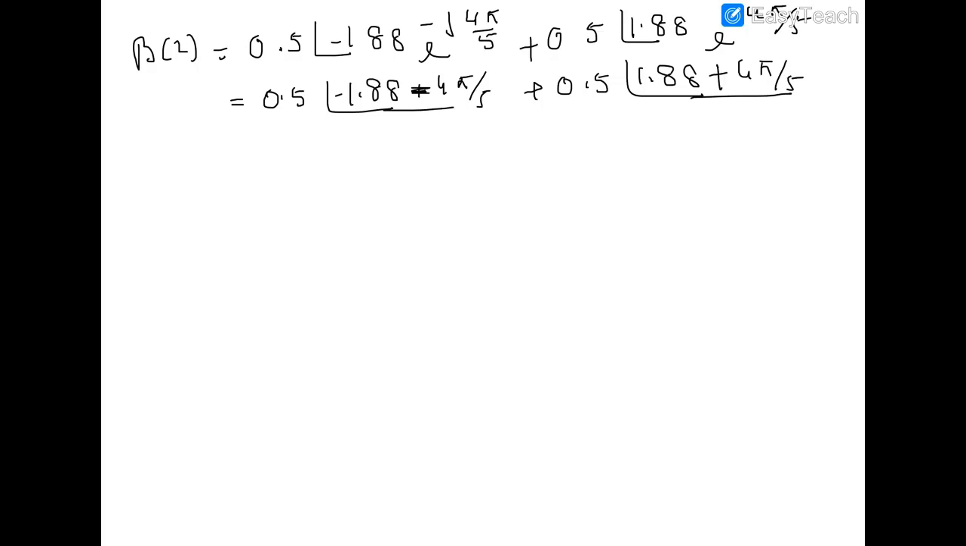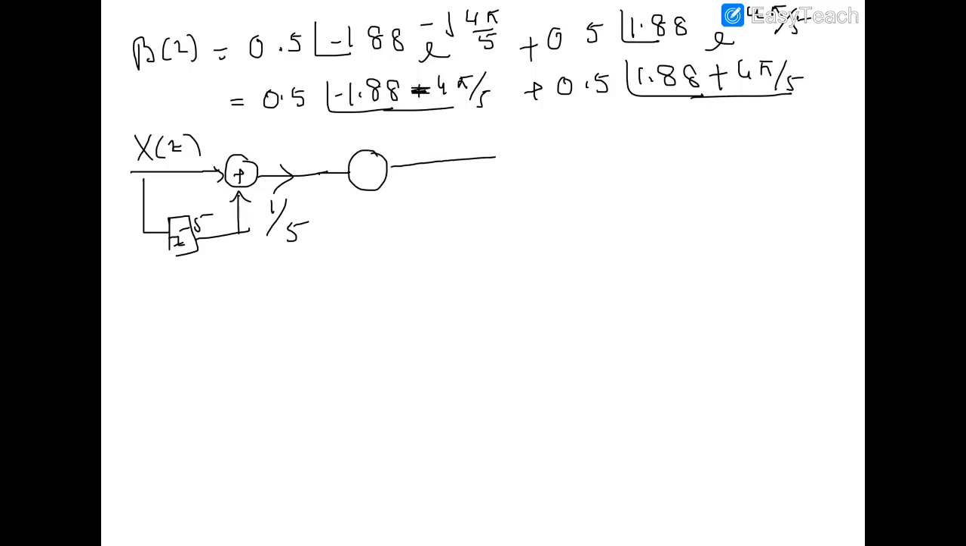Using this we can realize h1 of z, that is given by z to the power minus 5, and this is x of z multiplied by 1 by 5, and then we have one more term, that is h of 0 divided by 1 minus z to the power minus 1. This realization will be like this, multiplied by h of 0.